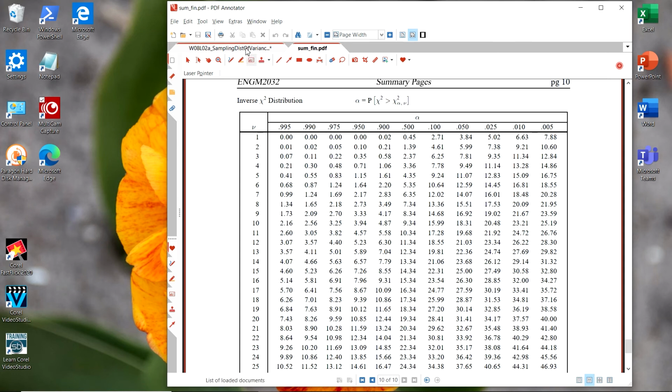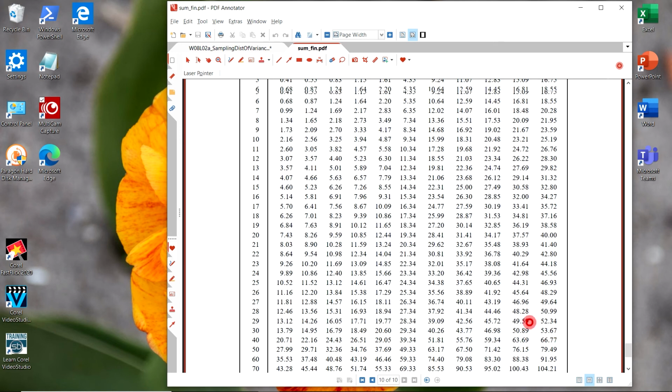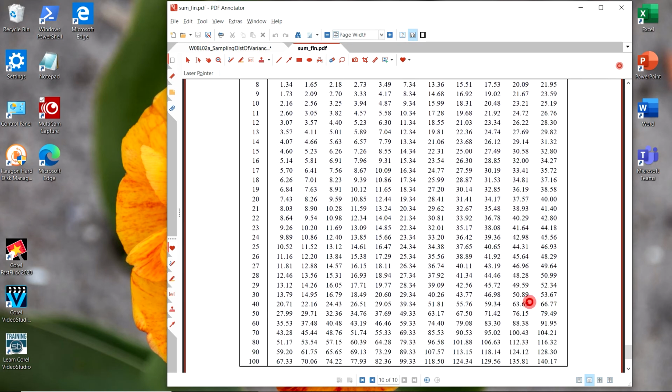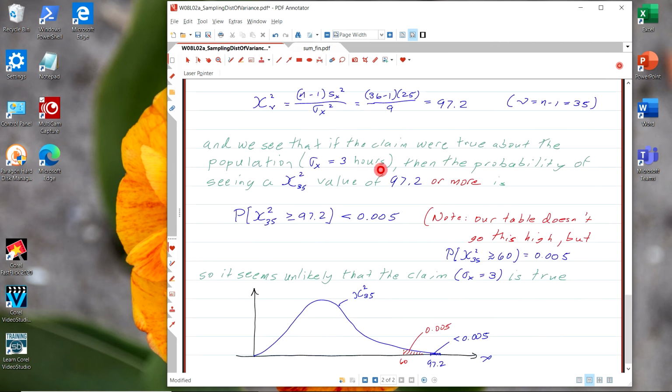So that means, going back here, the probability that we're greater than 97 is going to be even smaller. These probabilities are decreasing as we move to the right, so how much are they decreasing? It's going to be quite a bit smaller, I would say quite a bit less than even 0.001, which is 0.1%. Let's go back to our question here. Yes, so we see the probability that chi-squared 35 is greater than about 60 is about 0.005.